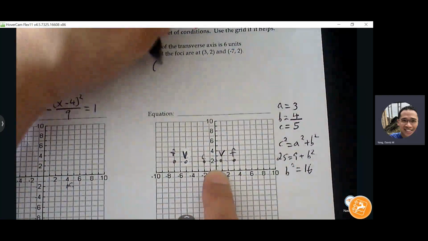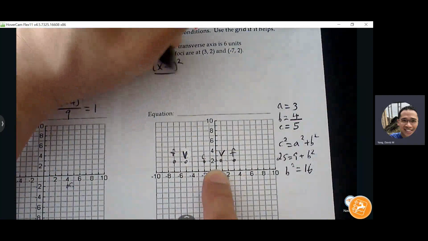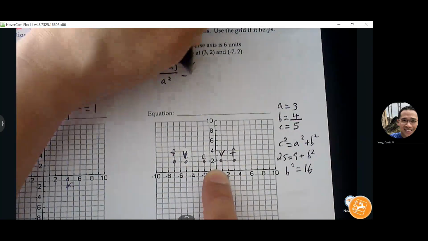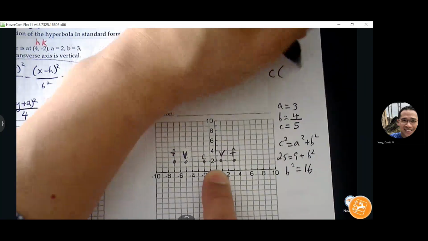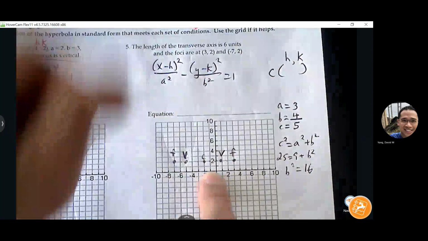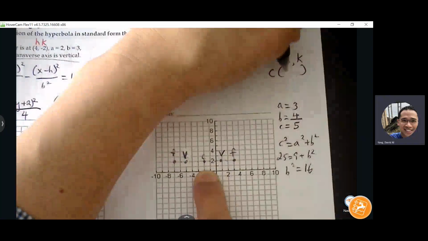Horizontal transverse axis, we know what form we want this to look like. Our center, -2, 2.